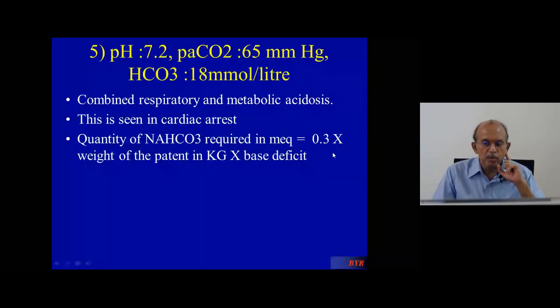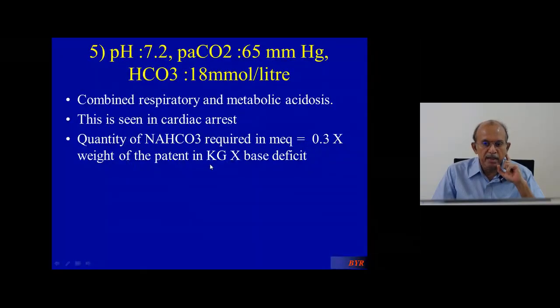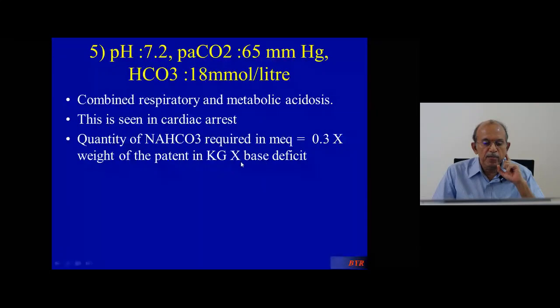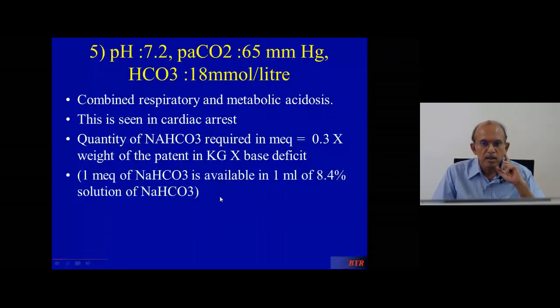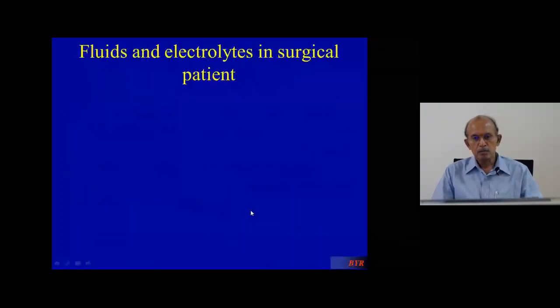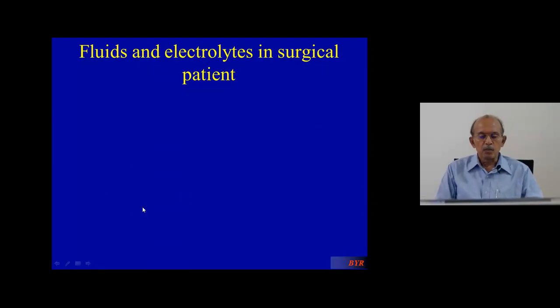So you give sodium bicarbonate by the formula: 0.3 into weight of the patient in kg into base deficit. Normal is 25, so here base deficit is 7. 7 is the base deficit, weight of the patient, then multiply by 0.3. So you get the total amount in milliequivalents. 1 milliequivalent of sodium bicarbonate is available in 1 ml of 8.4% solution. So you give that 8.4% solution. So this is about the electrolytes and acid base.